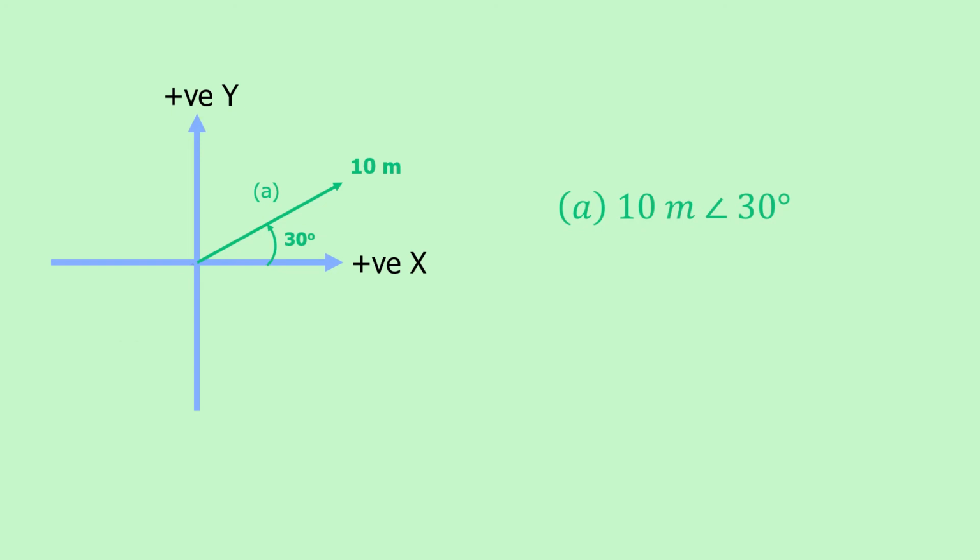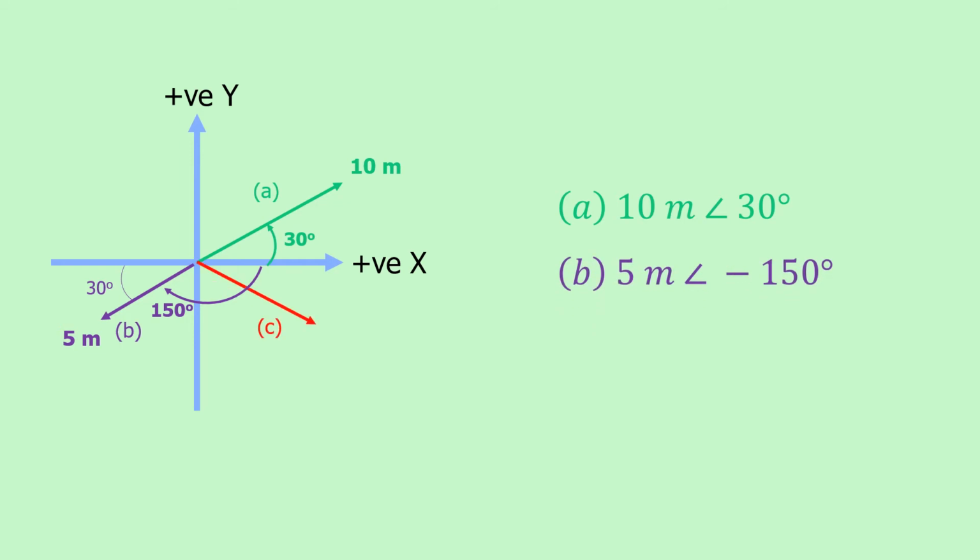Let me show you some examples. Given a vector of magnitude 10 meter, located here, with an angle of 30 degrees from the positive x-axis, it can be written like this. Second vector is 5 meter, located in the third quadrant. So, the direction of angle is said to be negative 150 degrees. And the last one is a vector with magnitude 7 meter, located in the fourth quadrant. The direction of angle should be negative 30 degrees.